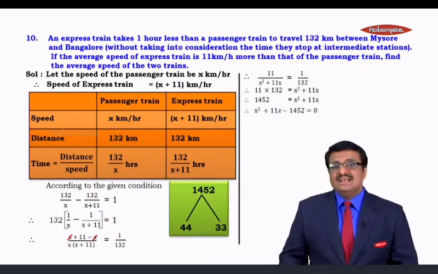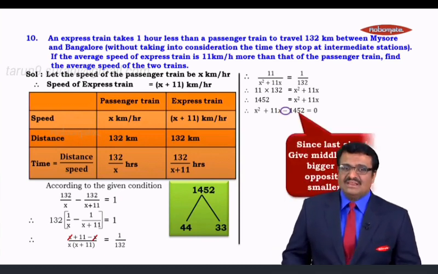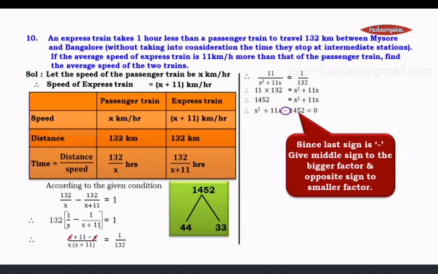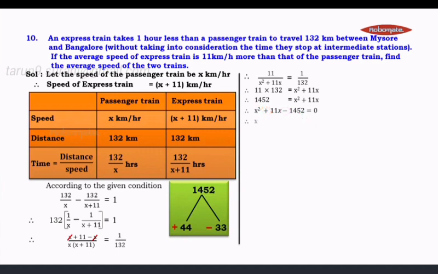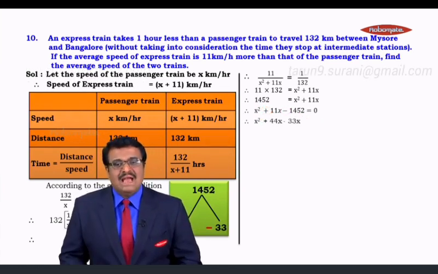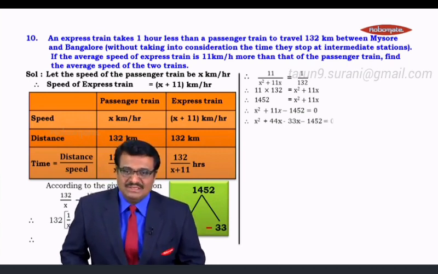Now what will be the sign? Since the last sign is minus, the middle sign is given to the bigger factor and the opposite sign to the smaller factor. The middle sign is plus, that goes to the bigger factor and the opposite sign to the smaller factor. So let us split that 11x and write it as plus 44x minus 33x minus 1452 is equal to 0.